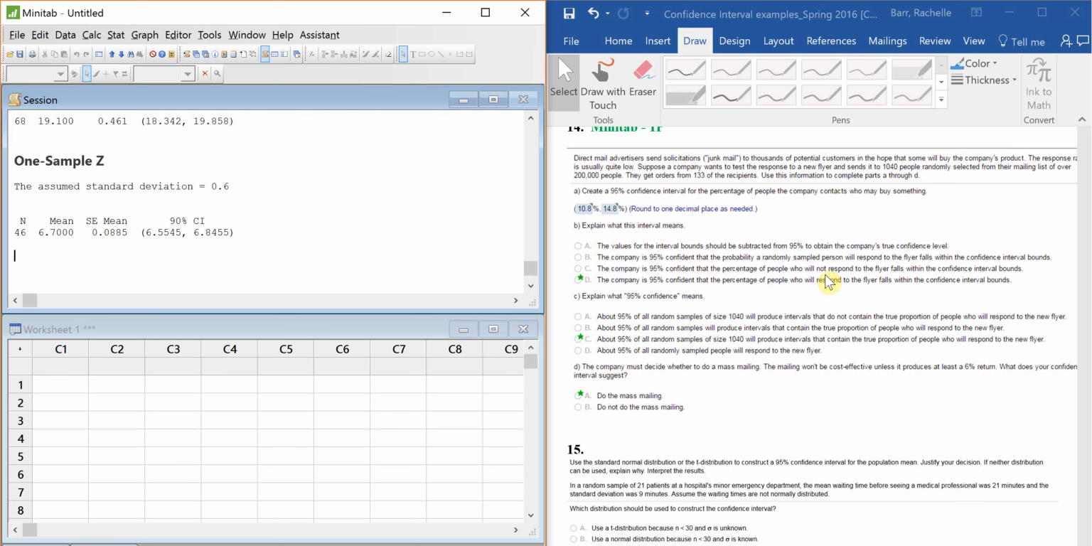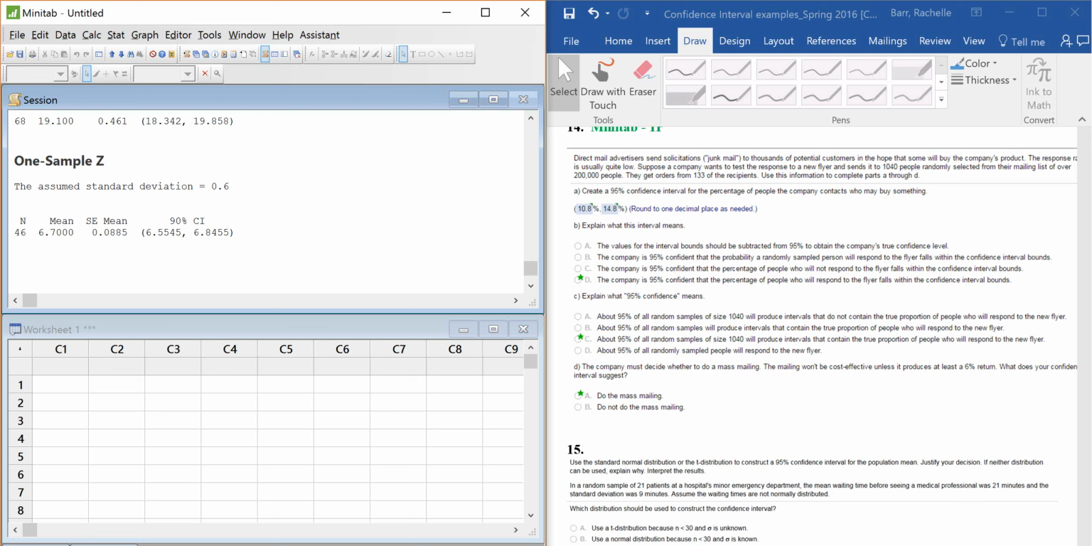The first part of this question is asking you, hey, what's the 95% confidence interval for the percentage of people that the company contacts who may buy something? Now, this is a complicated question. They only got 133 orders from their sample.